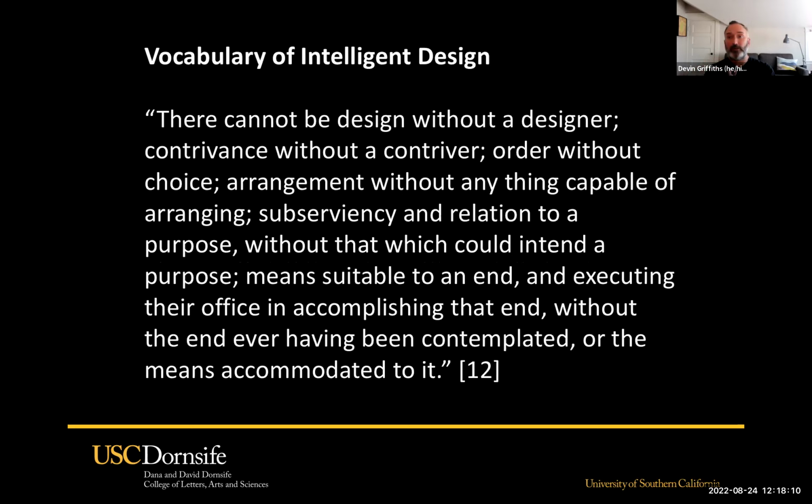But the most important thing that shows up in natural theology is the statement on page 2, which is the articulation of a theory of intelligent design. Quote, there cannot be design without a designer. There cannot be contrivance without a contriver, order without choice, arrangement without anything capable of arranging, subserviency in relation to a purpose without that which could intend a purpose, of a means suitable to an end, and executing their office and accomplishing that end without the end ever having been contemplated or the means accommodated to it. The basic argument of intelligent design is if there is design, there was an intelligence that designed it. If you recognize design, there must be a mind behind it.